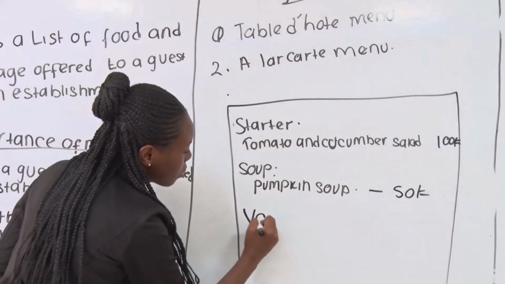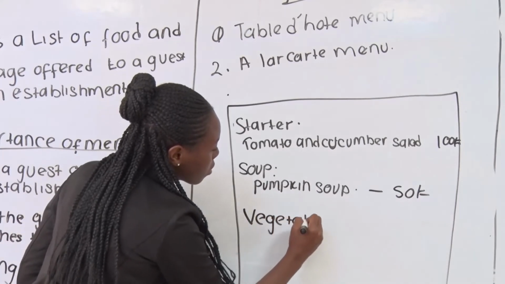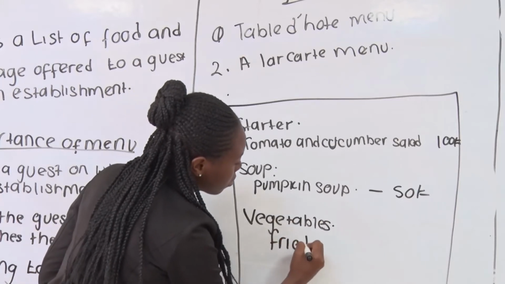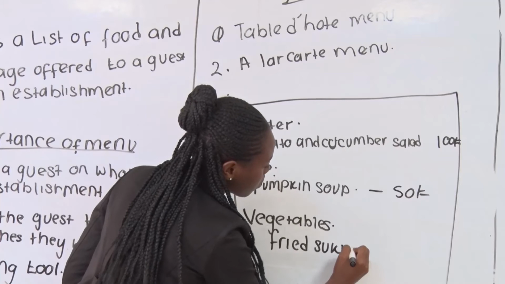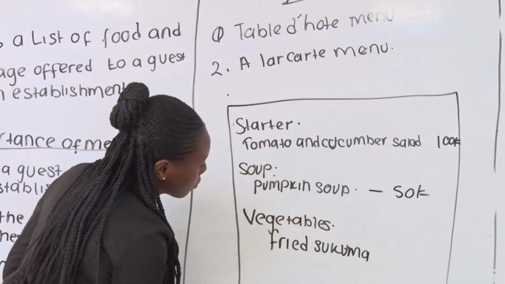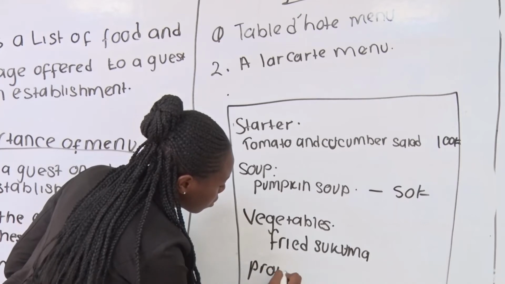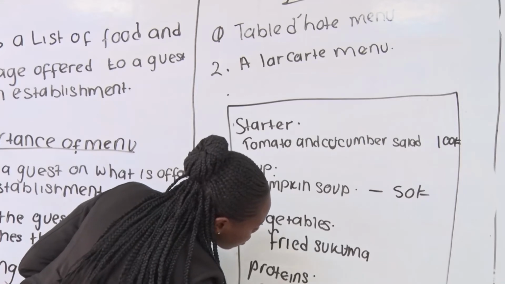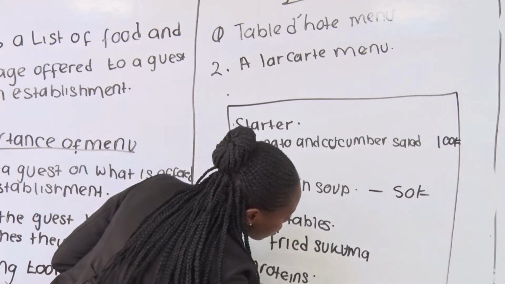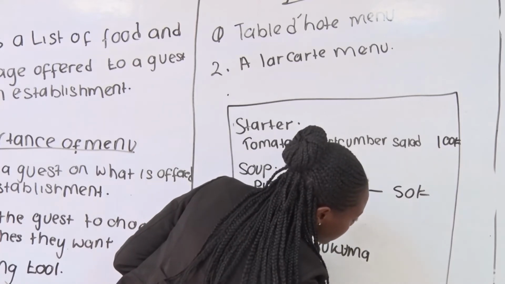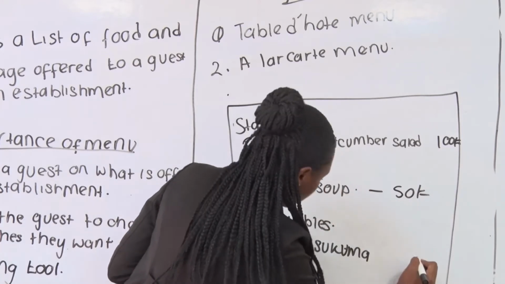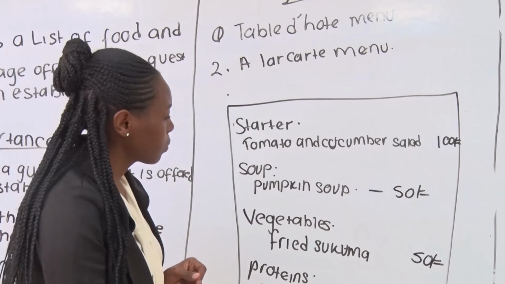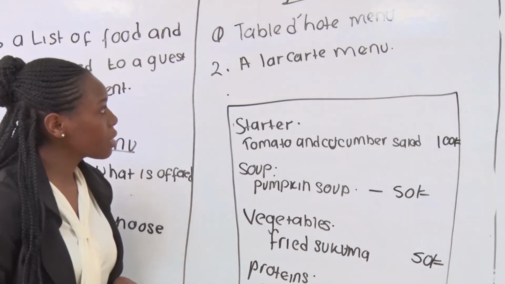Then vegetables, like fried skuma. Then proteins, maybe chicken. Then amount, let's say 400. That's all about a la carte menu.